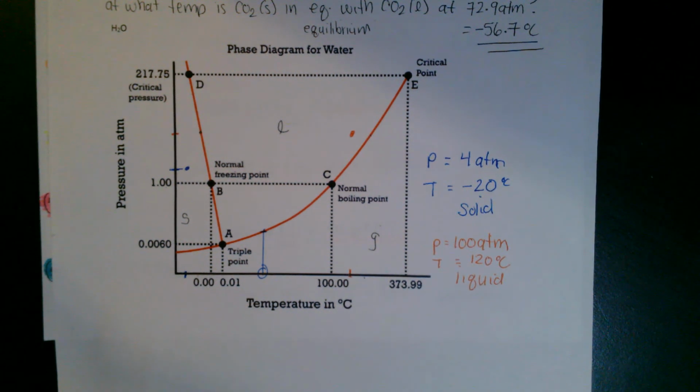Okay, so that is the end of phase diagrams, and this concludes the material you need for chapter 11.